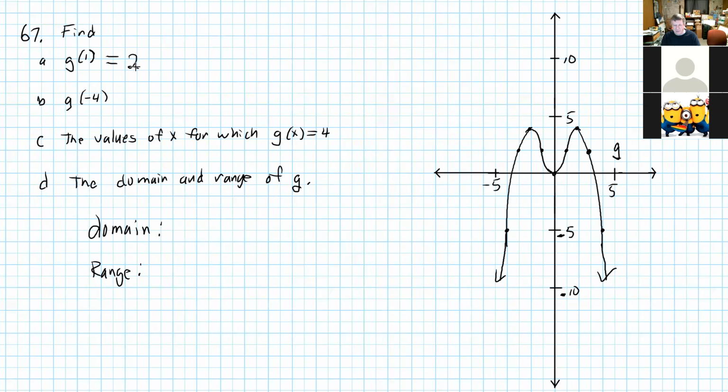G of -4. Where is X equal to -4? Right here, isn't it? Oh, it's -2. That's off on my counting. So what's the Y value? Negative 5. Yeah. Right here.